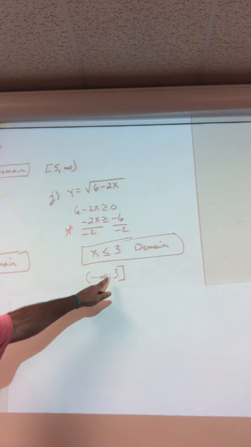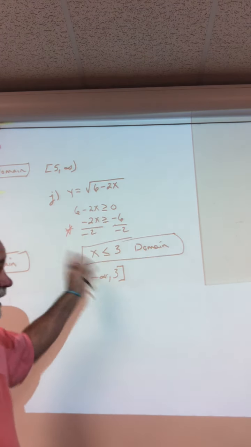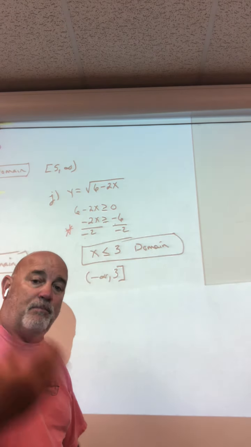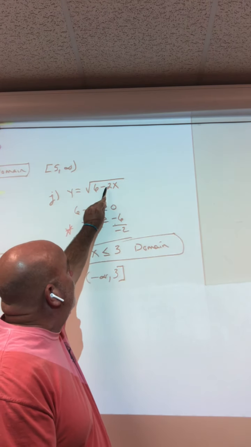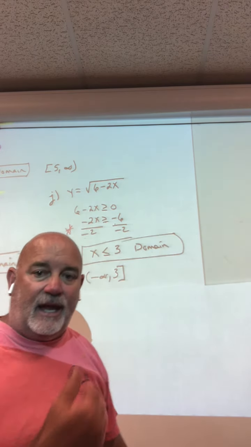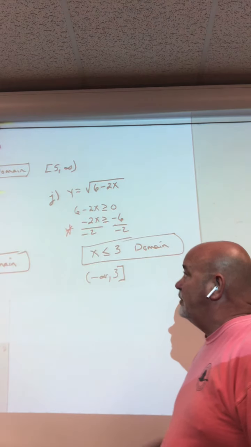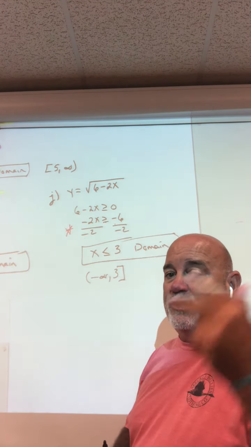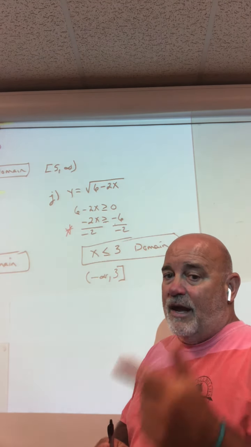So on this one, you pick any number 3 and smaller. And again, if you don't believe me, try it. Pick any number you want smaller than 3. You won't have any trouble. But pick any number bigger than 3. Let's take 4. If I take 4, 2 times 4 is 8. 6 minus 8 is a negative number under that square root, which I cannot have. So that's your domain.